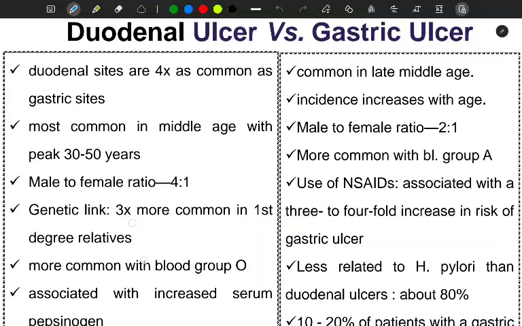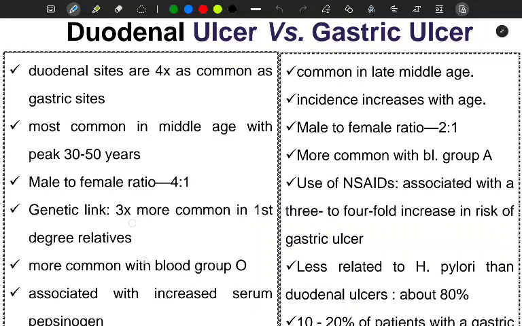It might be genetics, stress, or many other things. There are a lot of confounders if you want to study this. It is genetic, three times more common in first degree relatives. In the duodenum, it is more common with blood group O. Who knows why? Just out of interest.